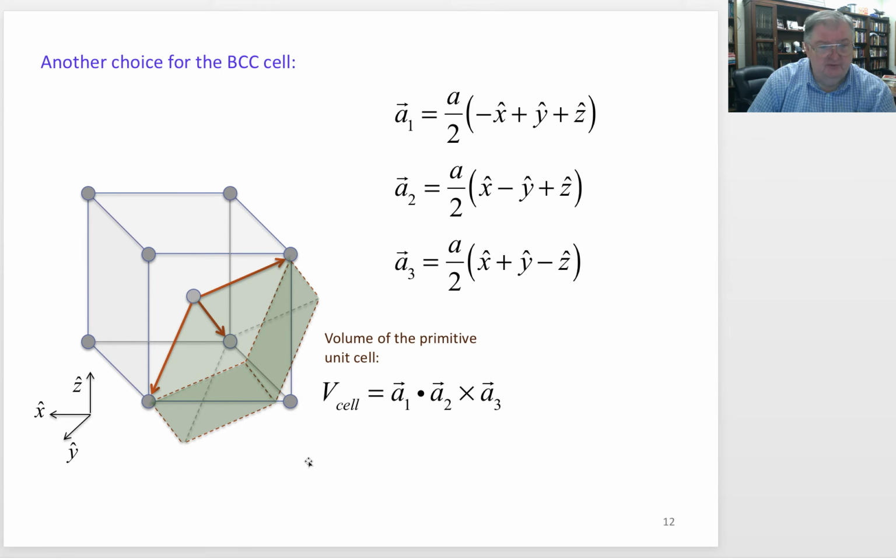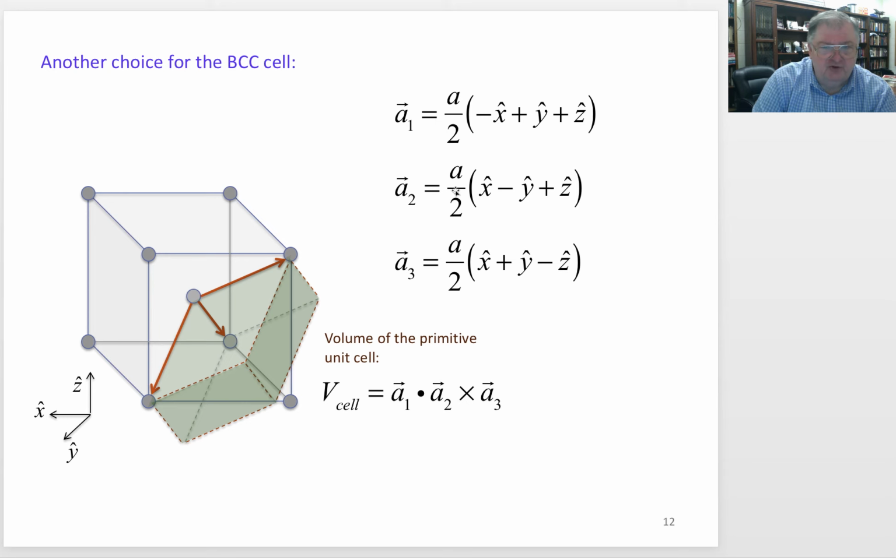Here's another choice. And as I said before, the choice for the vectors A1, A2, A3 are not unique, even for the primitive unit cell. Here's another for the body-centered cubic. I start this time at the body-centered point, and I go to this front left corner and this front right corner and then the rear right corner. And I've drawn for you here the volume that these three vectors sweep out.